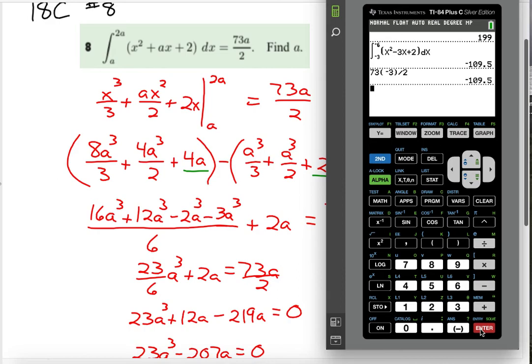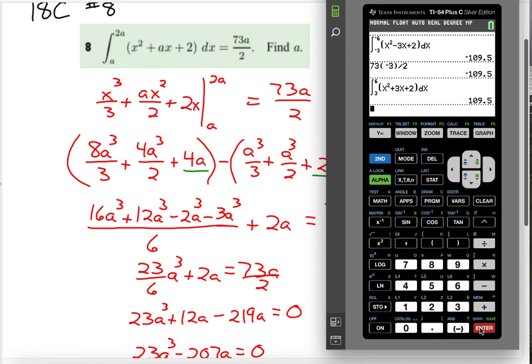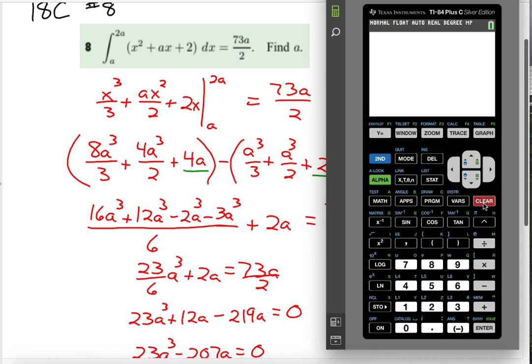So negative 3 works, and then let me just repeat that with a positive 3. Make that a positive 3, and a positive 6, and then this would become a plus, so that'll give us positive 109.5, that makes sense, and then if I do 73 times 3 divided by 2, we get 109.5. And so that's a nice way of always verifying when you have these types of problems.